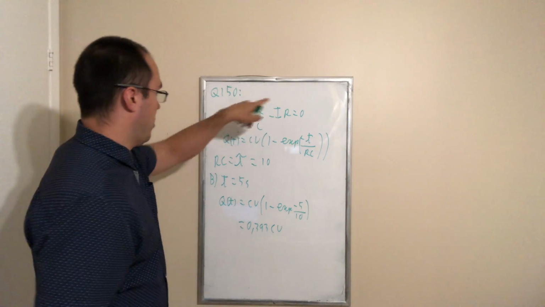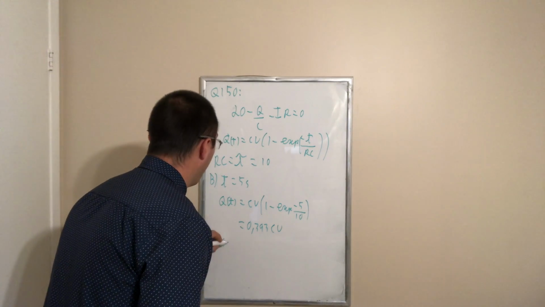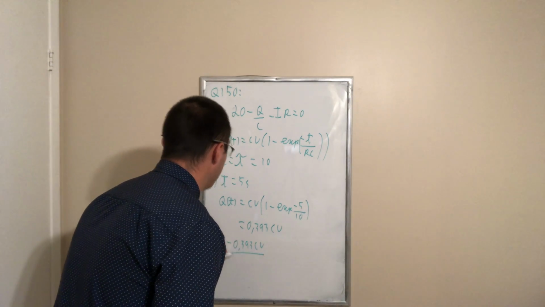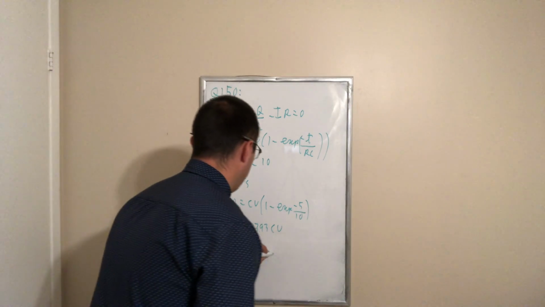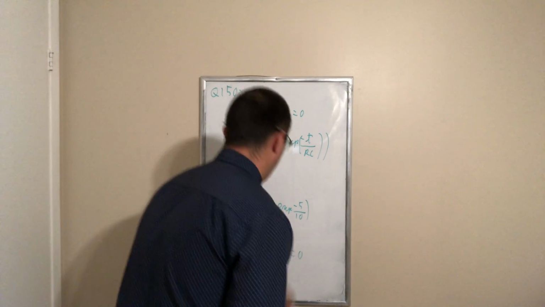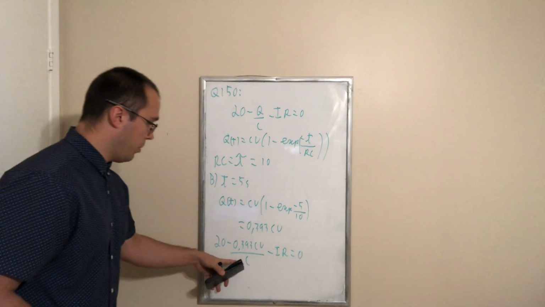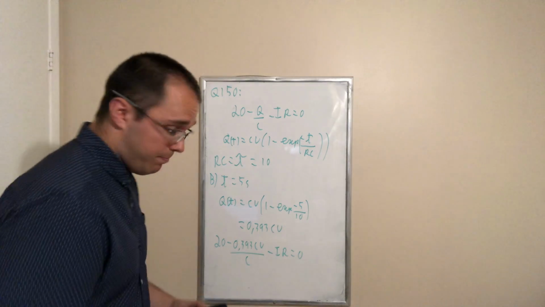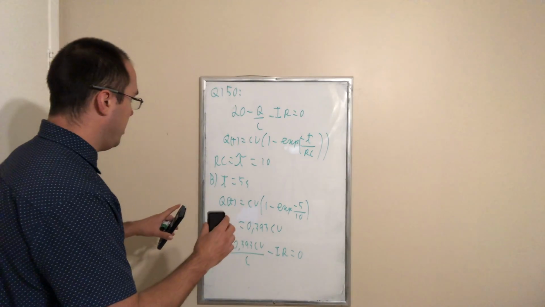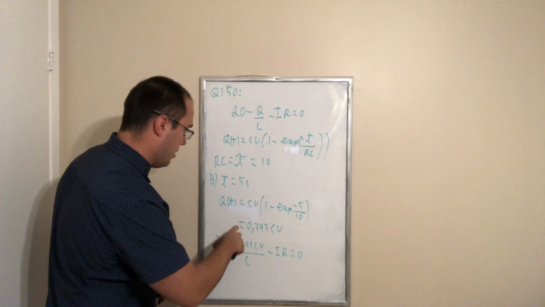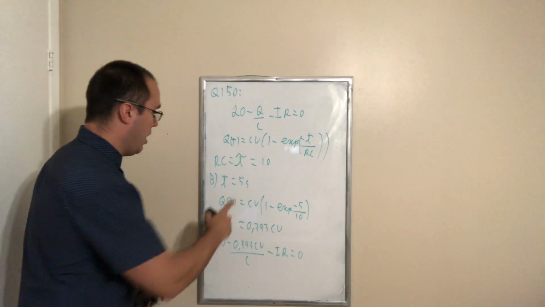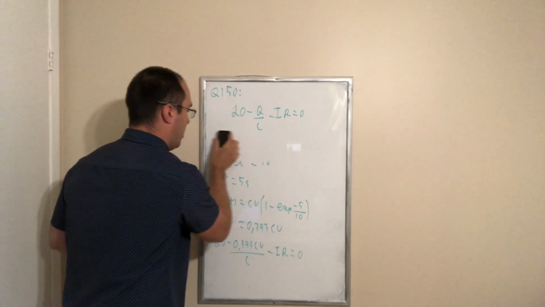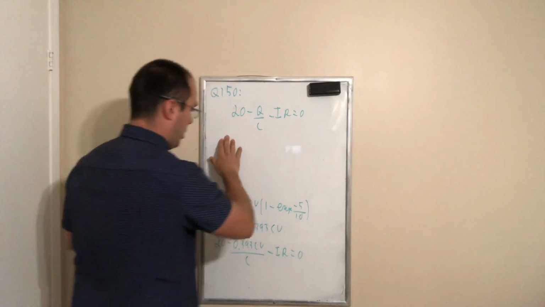Let's go over here. We've got 20 minus 0.393 CV divided by C minus IR equal to 0 in this case. We would like to find that term. This term is basically the voltage drop. If you need to pause the video, do it now. I'm going to erase the top part over here. Again, I'm going to keep the loop rule here, so I'm going to restart over here.